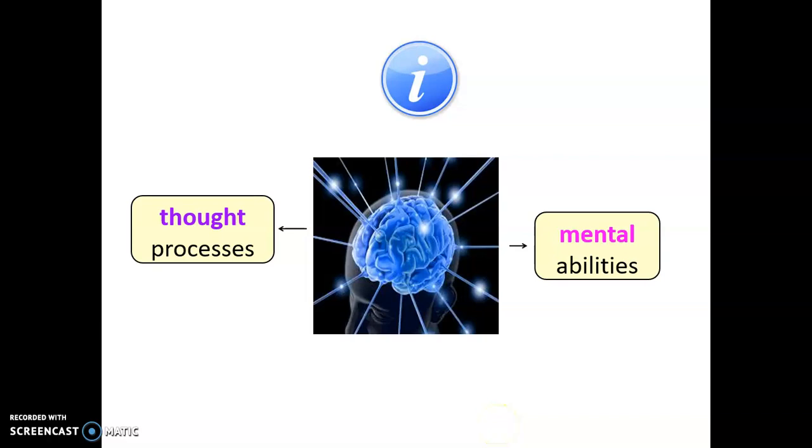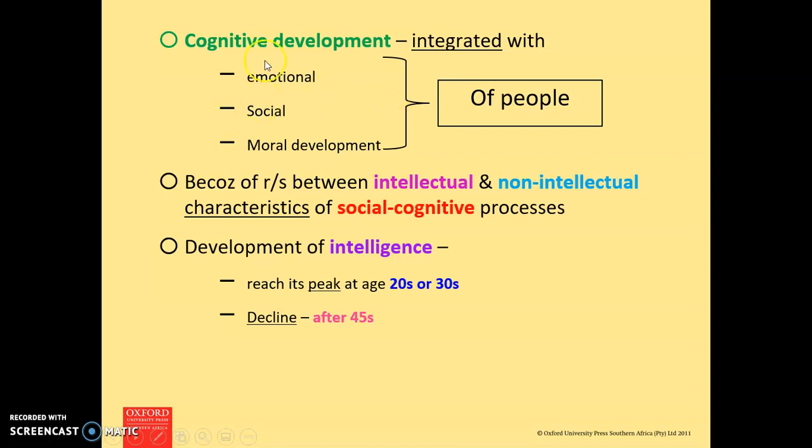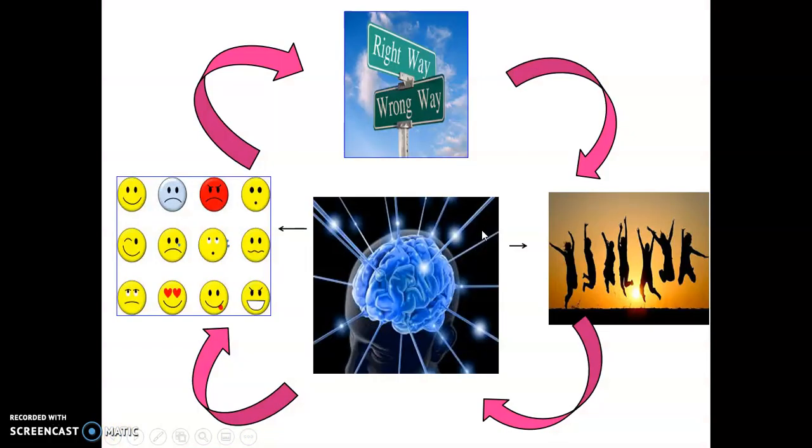Okay, so cognitive development refers to the progressive development of thought processes and mental processes. Cognitive development also integrates with the emotional, social, and moral development of people, because of the relationship between intellectual and non-intellectual characteristics of the social cognitive process. I put this in the slide so that it's easier for us to understand. So cognitive development integrates emotions, morals, and also social aspects.